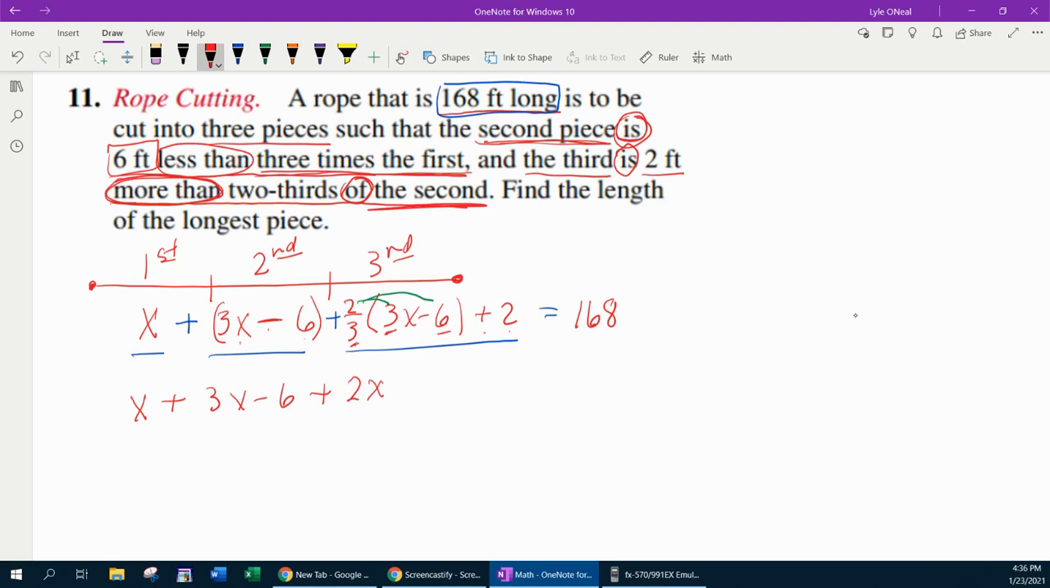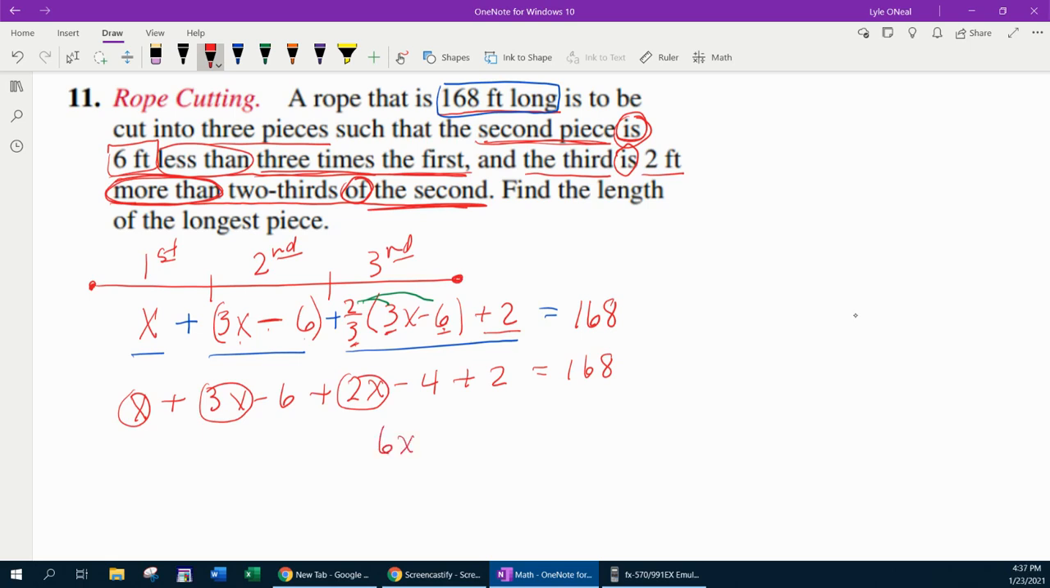And then 2/3 times negative 6. 3 goes into 6 2 times. 2 times 2 is 4. That gets rid of the parentheses. Don't forget about your plus 2 equals 168. Now that I've gotten rid of the parentheses, which notice also got rid of the fractions, hallelujah, now I can combine like terms. x plus 3x plus 2x. All together, that's going to make 6x.